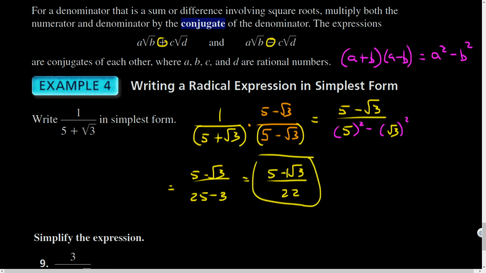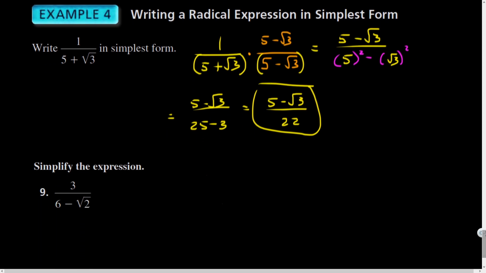And even if I could, I'd have to just simplify it with a non-radical number in front of the 3. So here, just foreshadowing, I would have had to multiply by 6 plus rad 2 over 6 plus rad 2.